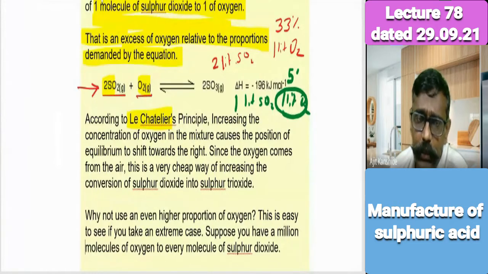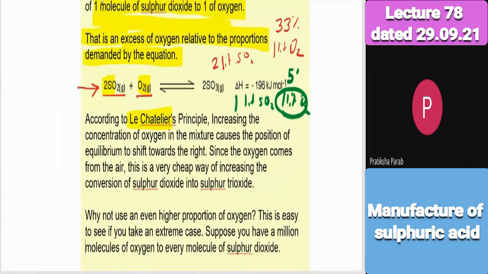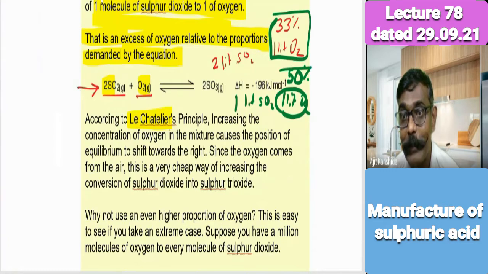Is my question clear? 1 is to 1 means, in terms of percentage, what is the proportion? What is the amount? 50%. Yes, it is 50%. Ideally, it should be 33%. Practically, we are using 50%.